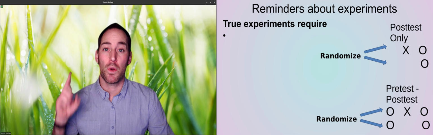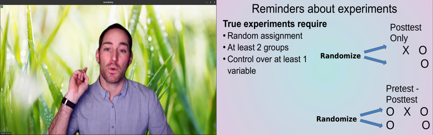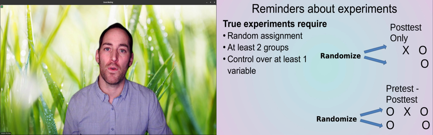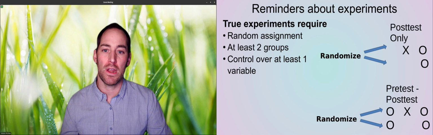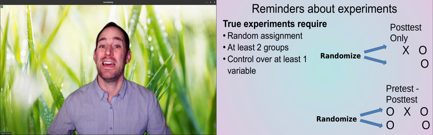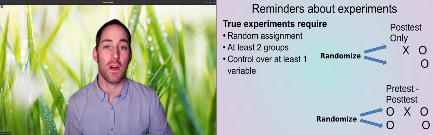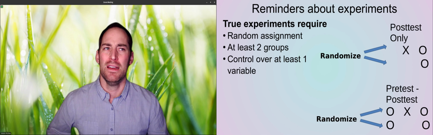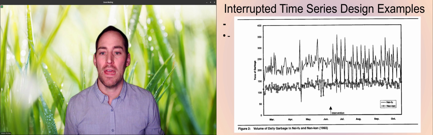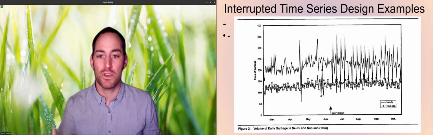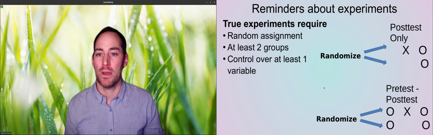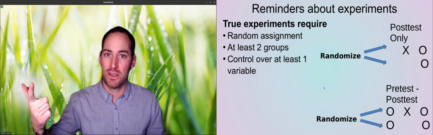True experiments require randomization. True experiments require at least 2 groups, and true experiments require at least control over one variable. So if you don't have randomization, you don't have 2 groups, or you don't have control over at least one variable, it is now a quasi-experiment, and it can still be good causal data like that interrupted time series design, because to randomize these, you would have to say, hey, half the people here, you just randomly say, move to the other city, and you're not going to do that, right?